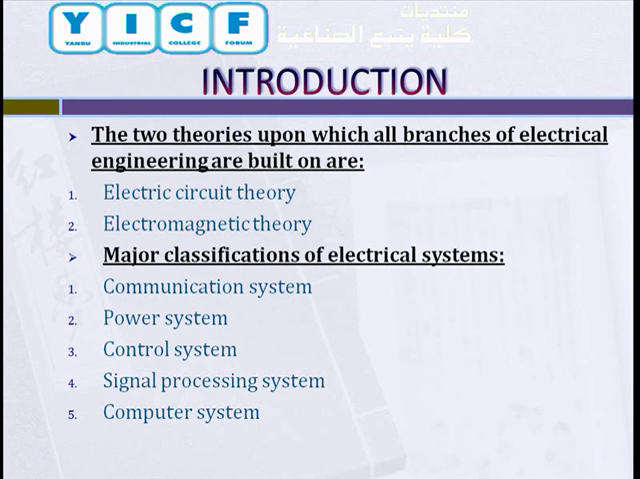There are two theories on which all branches of electrical engineering are built: electric circuit theory and electromagnetic theory. Electric circuit theory is a special case of electromagnetic theory, and because electromagnetic theory requires advanced mathematics, we will study electric circuit theory, which is the best choice to start with.